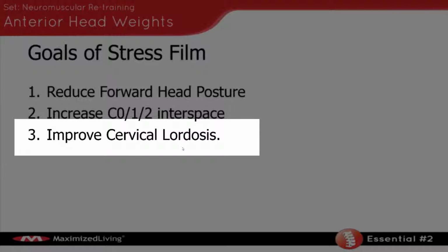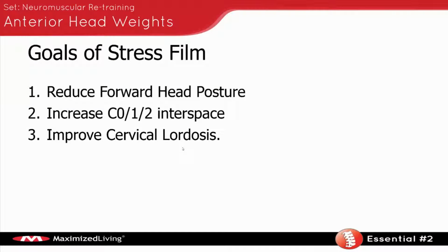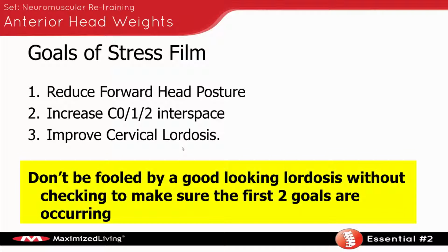A lot of times when somebody has an extreme extension of C0, C1, and C2, when they pull their head back, what you're truly seeing is the reversal of their spine if they weren't in extension to begin with. So understand that we're looking for the first two things first. And the last thing, I can't say this enough, don't be fooled by a good-looking lordosis without checking to make sure the first two goals are occurring. Extremely important.